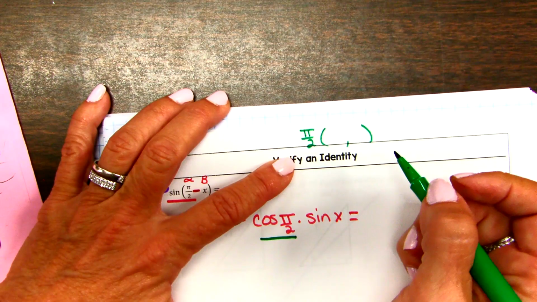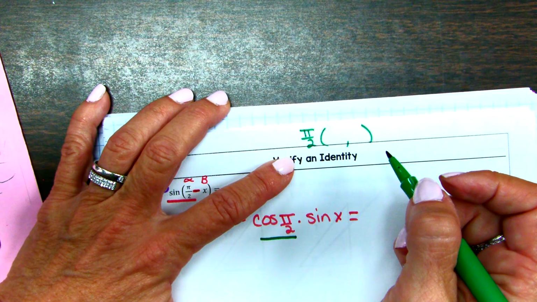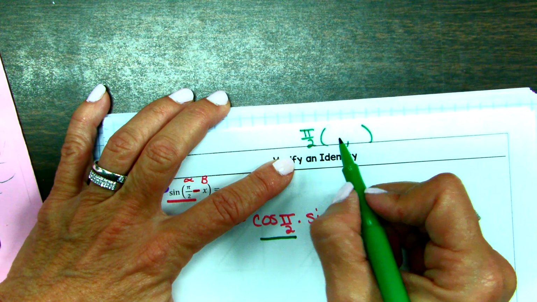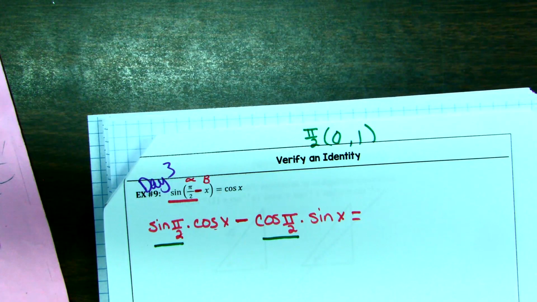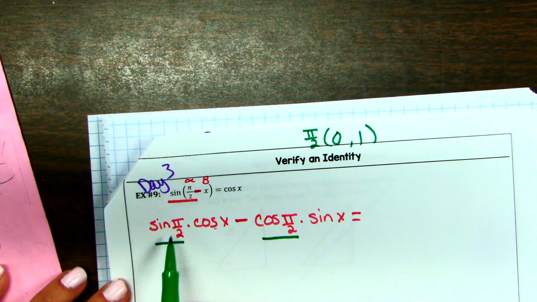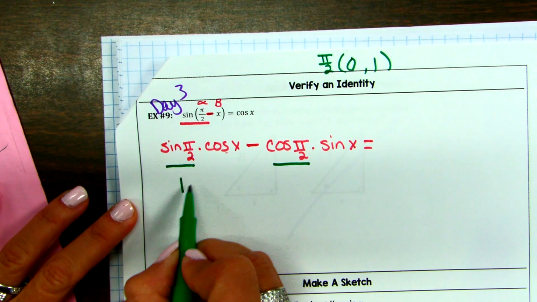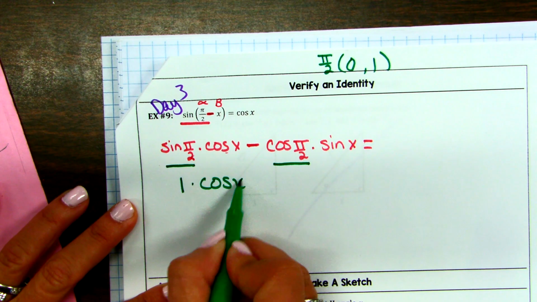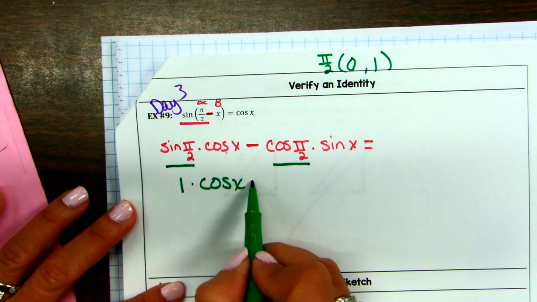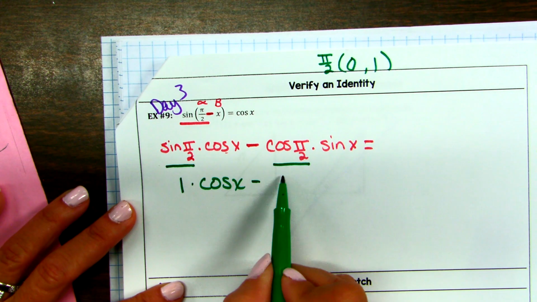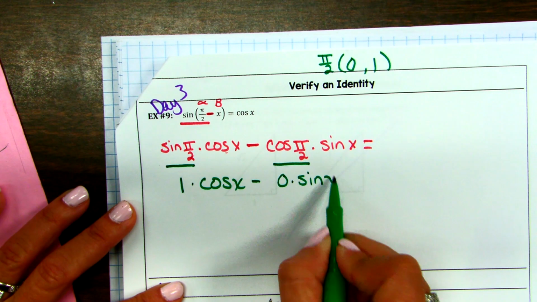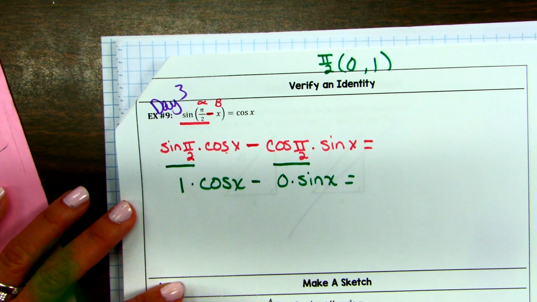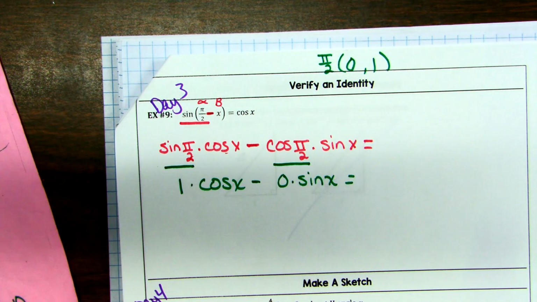Evan, what's my ordered pair at pi over 2? Take your time, doesn't have to be fast. Yes, 0, 1, right? So cosine, sine. So sine of pi over 2 is 1. I don't know what x is, so I can't answer that. Minus cosine of pi over 2 is 0. I don't know what x is, so I can't do sine of x. So fill in what you can, and then things are going to start miraculously canceling, like I said.